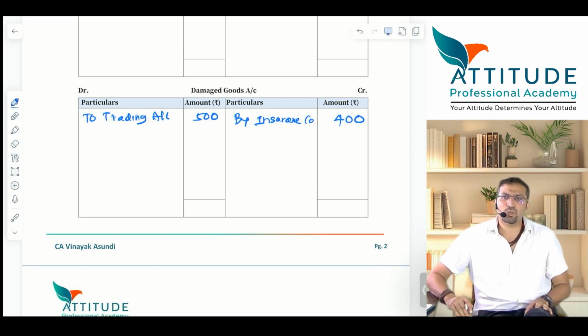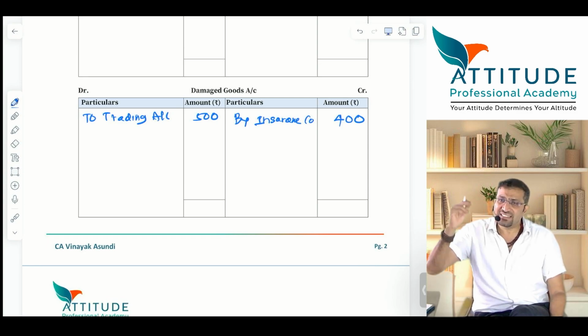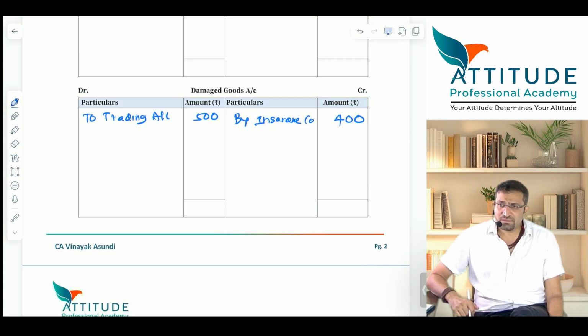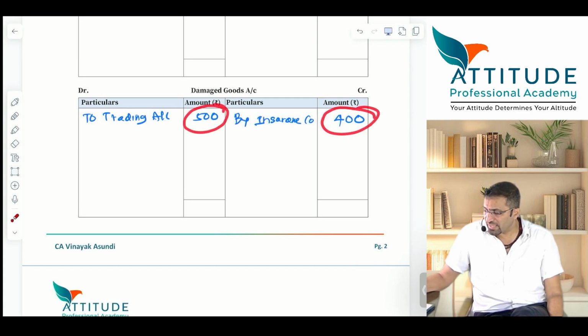Now I'll ask you a question. Look at the analysis. Damaged goods account, is it left with some balance? Please answer. Please open your mouth. How much is the balance left in damaged goods? 500 minus 400, 100 is the balance. It means your damaged goods account is left with a debit balance of 100, because the balancing figure will come here.